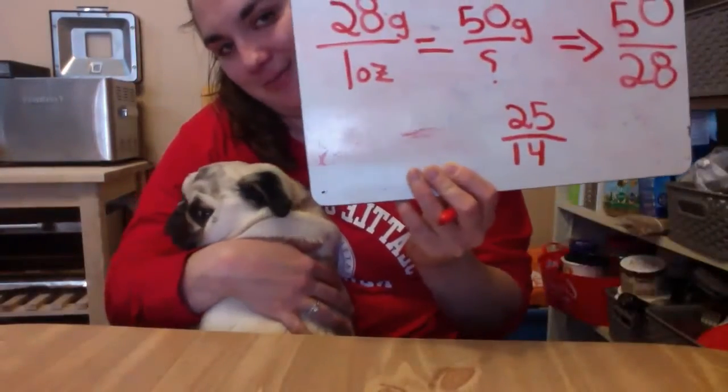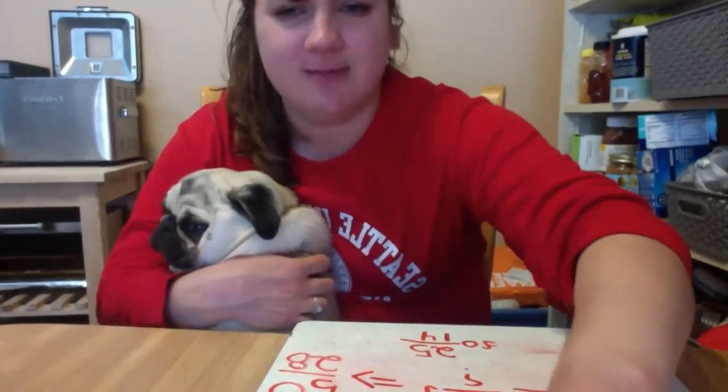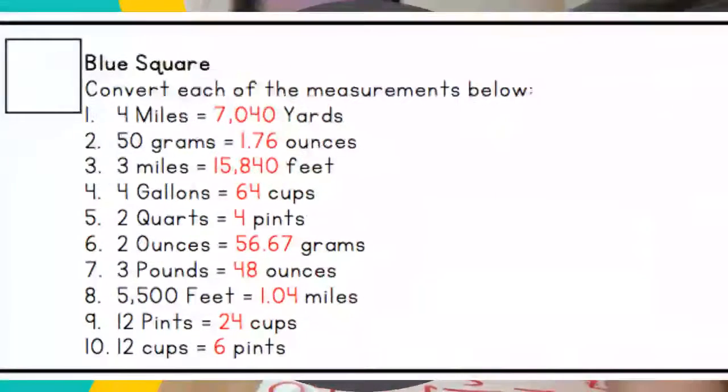So 50 divided by 2 is 25. And then 28 divided by 2 is 14. And so there's nothing left that I can do. It's just an improper fraction. So that would be my answer in ounces. Now, is this a perfect situation? No. Let's see what I actually came up with on the answers. So yeah, you could do it as 1.76. It could be 25/14, or it could be 1 and, if I count up from 14, 15, it would be 11/14.